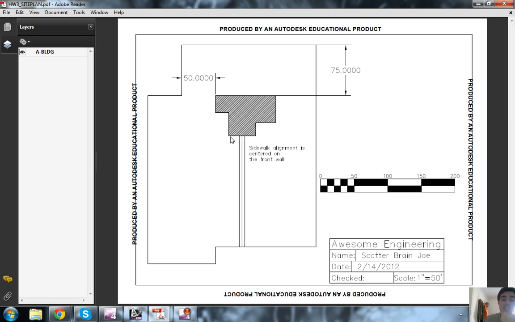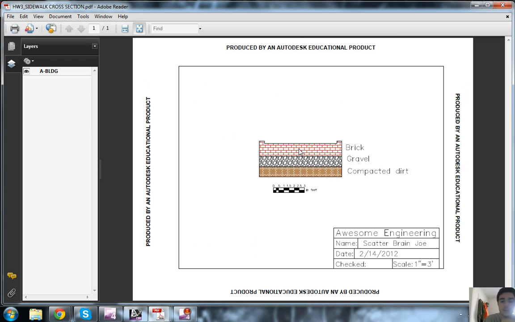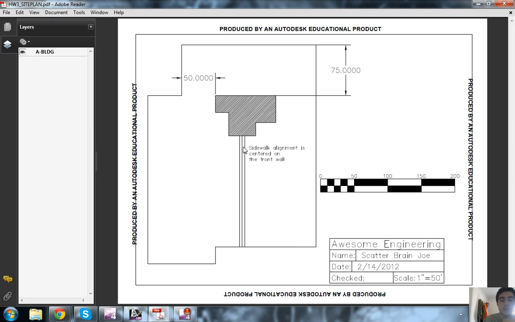And then the last thing is this sidewalk that we want you guys to look at. The sidewalk is centered on this wall. We don't know how wide it is, but we're going to use the last one, a cross section. This one is in 1 inch equals 3 feet. So that's your entire thing, and you're going to find out how wide the sidewalk is, and then use your alignment like you did in the last homework, and it should be easy. It's a straight line, and then just offset it, just like that.